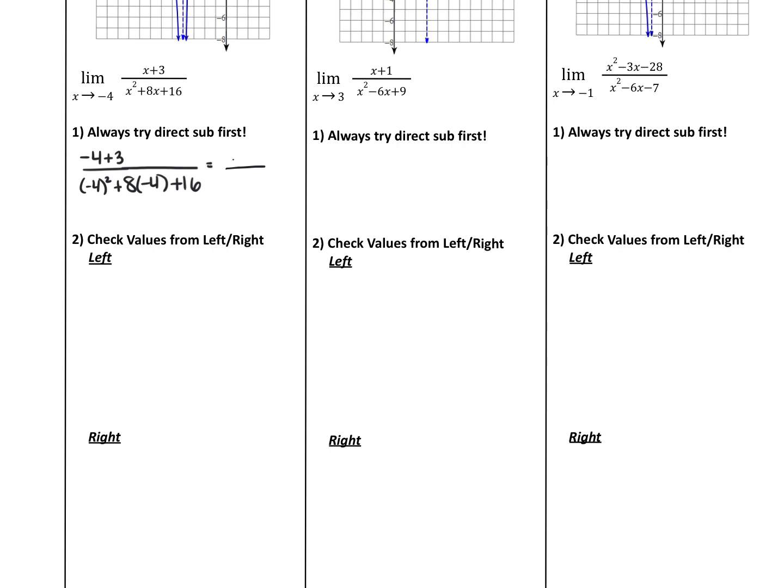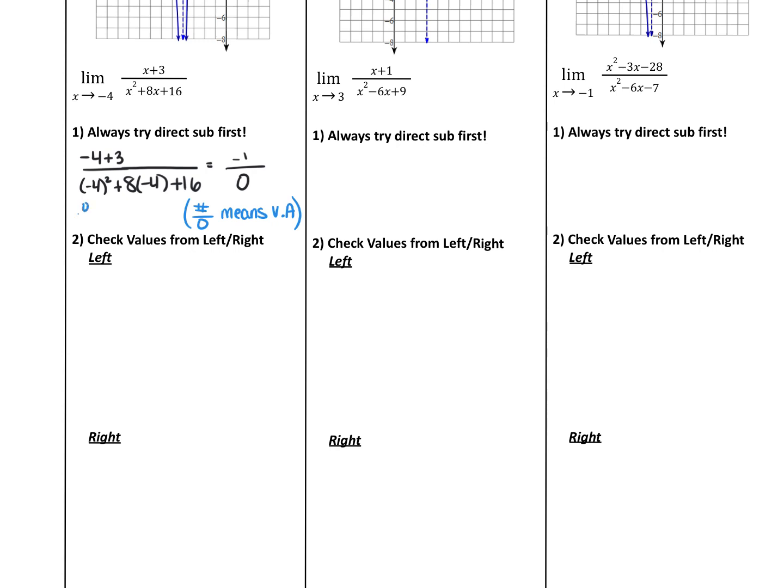Okay, so I got -1/0, which is great because this tells me that there's not a hole in the graph, right? A hole was when we had 0/0. Now we have a number over 0, and that number over 0 means that we have a vertical asymptote.